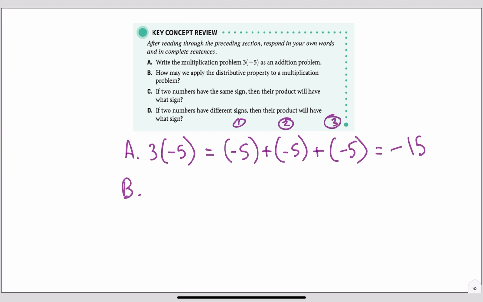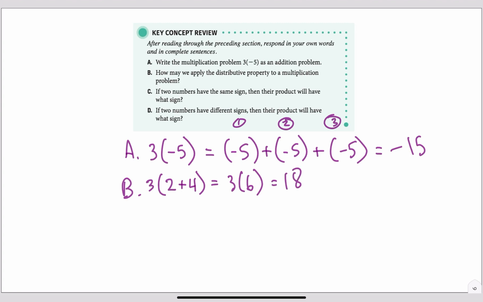All right, B. How may we apply the distributive property to a multiplication problem? Well, here's one way to think about it. What if we had something like this? 3 times 2 plus 4. I could say that's 3 times 6, and then say that's 18.